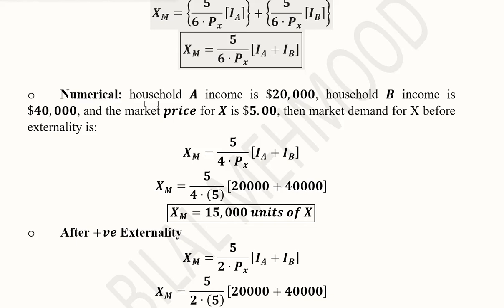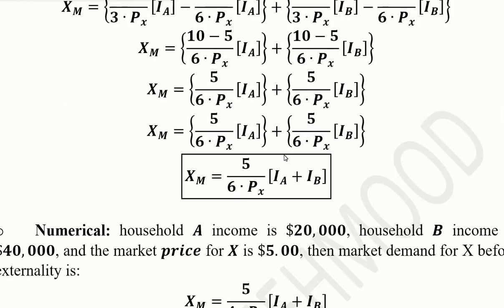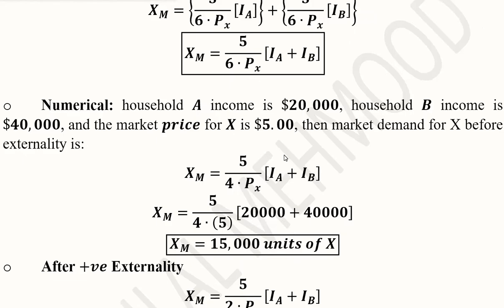Here the numerical suggests that household A has a certain level of income, that is $20,000, and household B has income which is $40,000, and the market price of X is $5. The market demand for X before externality is this. So in this first expression we are getting the market demand curve without the externalities, and this is the formula that we developed up there, in which we did not internalize any externalities.